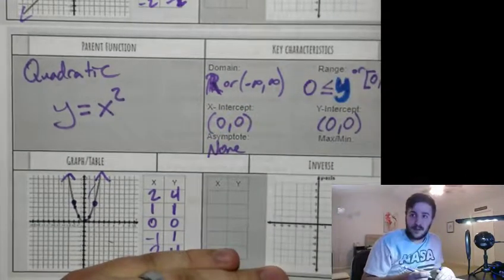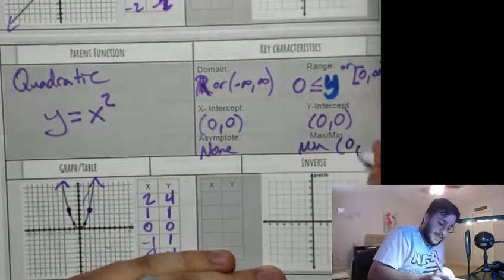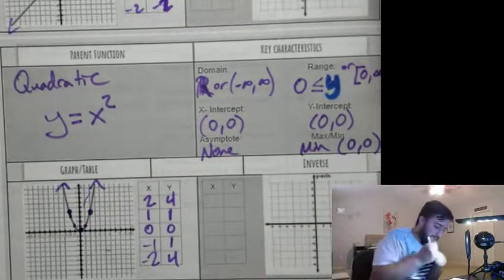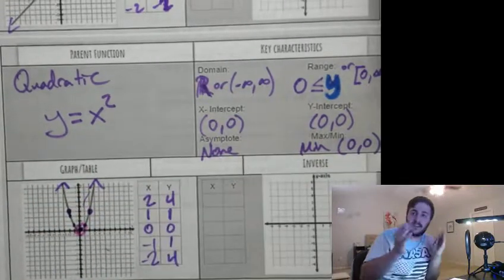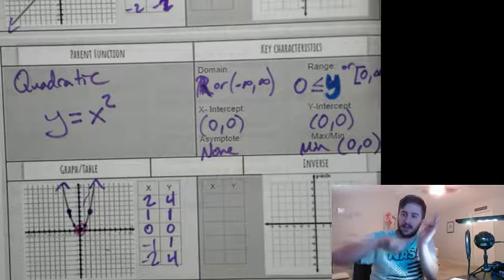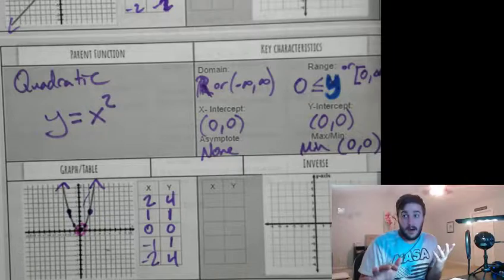There's no asymptotes for quadratic functions, and there actually is a minimum for quadratic functions, and it's at 0, 0. Okay, see how that's a lowest point right there? It kind of goes up to it and then turns back around. That's the lowest point, so that valley. Okay, that bottom of the valley, that's going to be our minimum point. Okay, that point was 0, 0. Whoops.